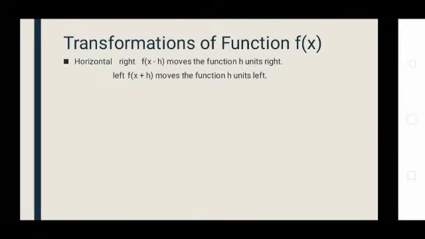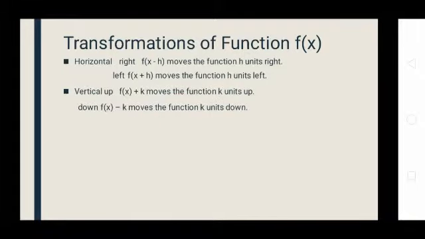First, if the graph is horizontally right, it moves the function h units right. When it's horizontally left, it moves the function h units left. Next, when the graph is vertically up, it moves the function k units up. When it's vertically down, it moves the function k units down.